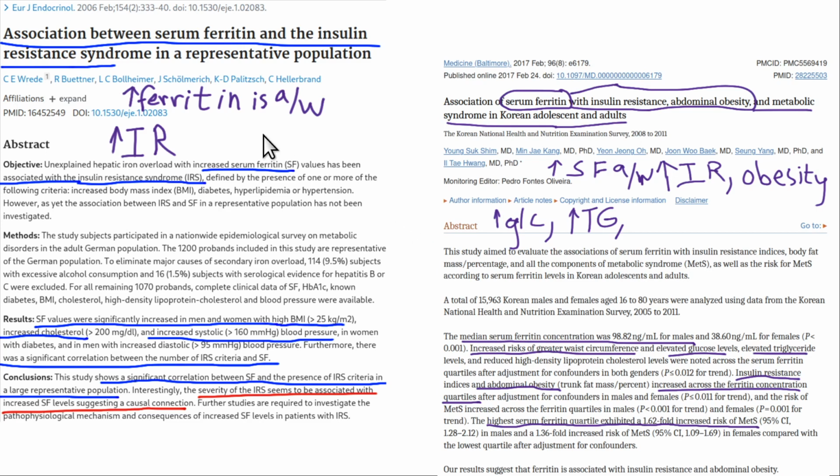Another paper is saying something similar. Increased ferritin is associated with increased insulin resistance. Increased serum ferritin is also associated with increased obesity, insulin resistance, hyperglycemia, and increased blood triglycerides.